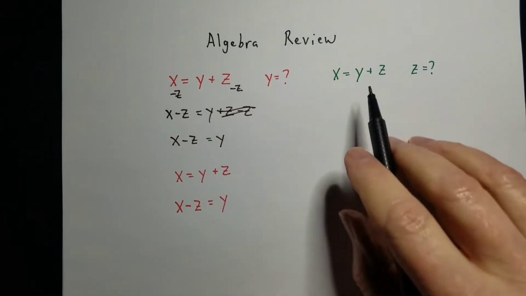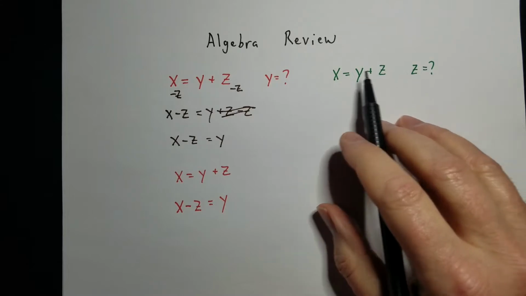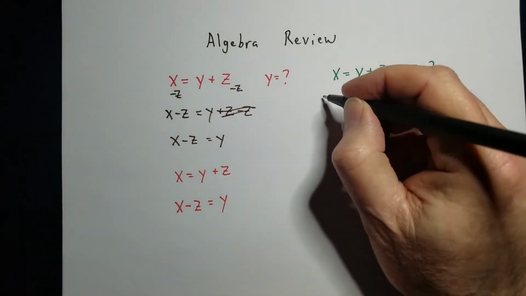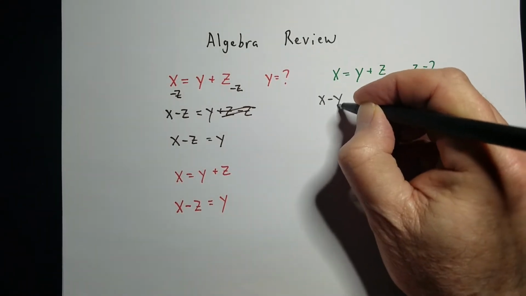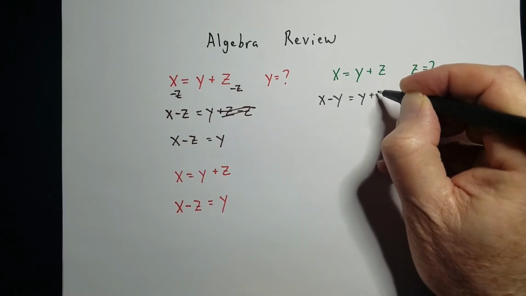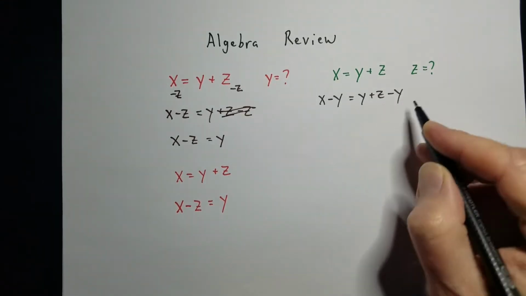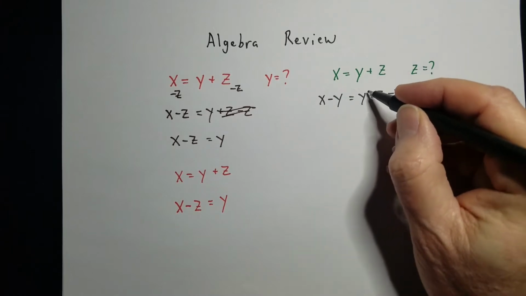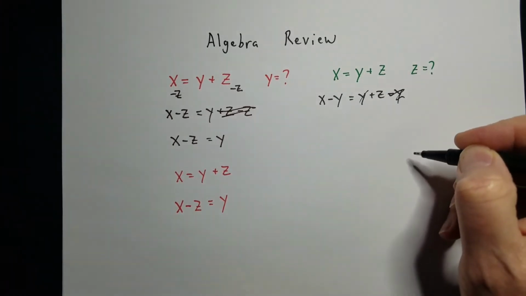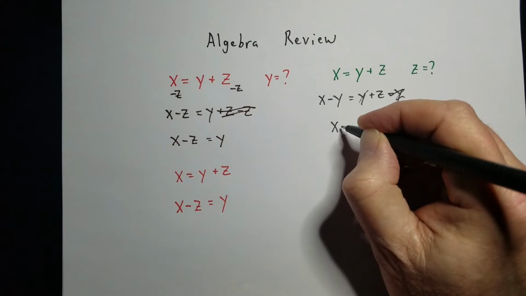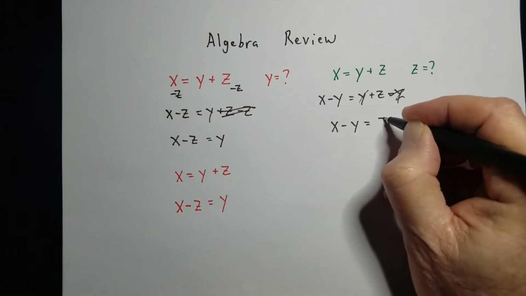So same equation, this time we're solving for z, so I need to get rid of y. That means I'm going to subtract y from both sides. Now it doesn't matter that the z is in between them, because those are still going to cancel each other out. And we get x minus y equals z.